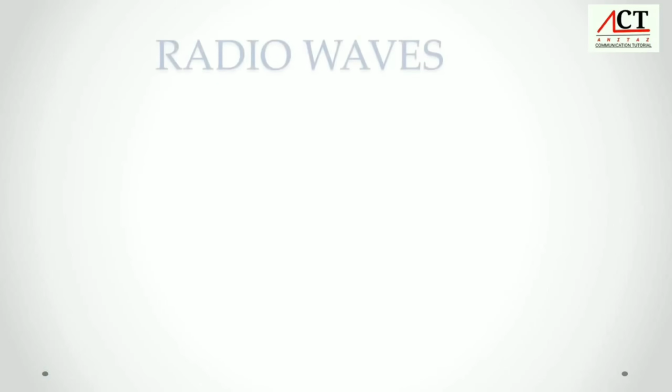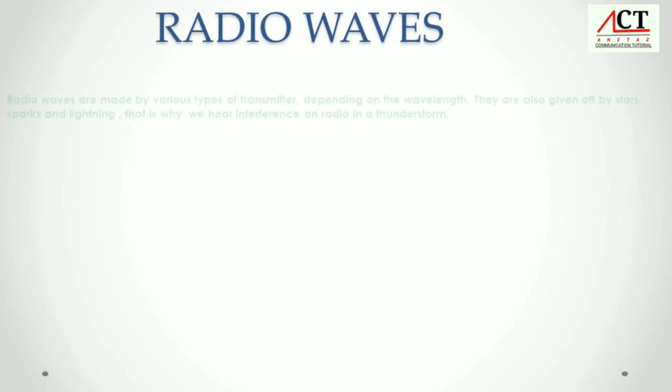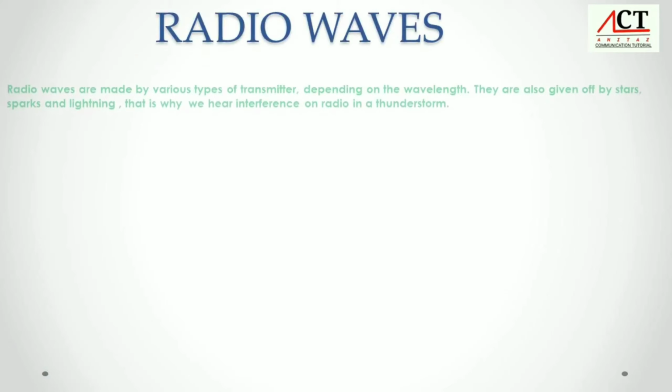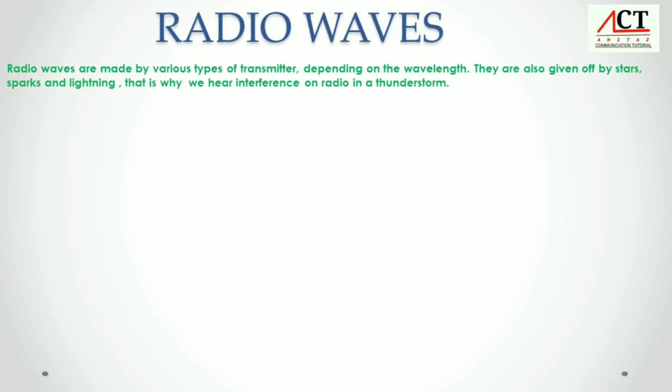And the last is radio waves. Radio waves are made by various types of transmitters depending on the wavelength. They are also given off by stars, sparks, and lightning. That's why we hear interference on radio in a thunderstorm.